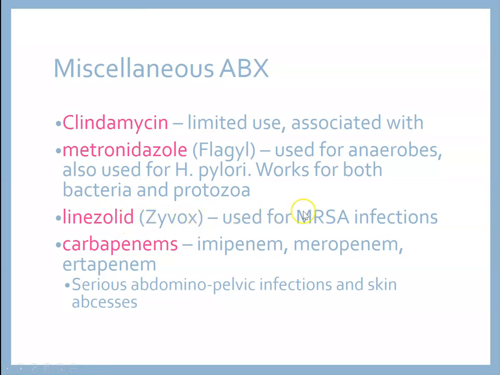Linezolid or Zyvox can be used for MRSA that's not responsive to Vanco. And then carbapenems, we aren't really having you learn the carbapenems, but imipenem, meropenem, these are used for serious abdominopelvic infections. So for instance, like somebody with an appendectomy or a peritonitis of some sort.